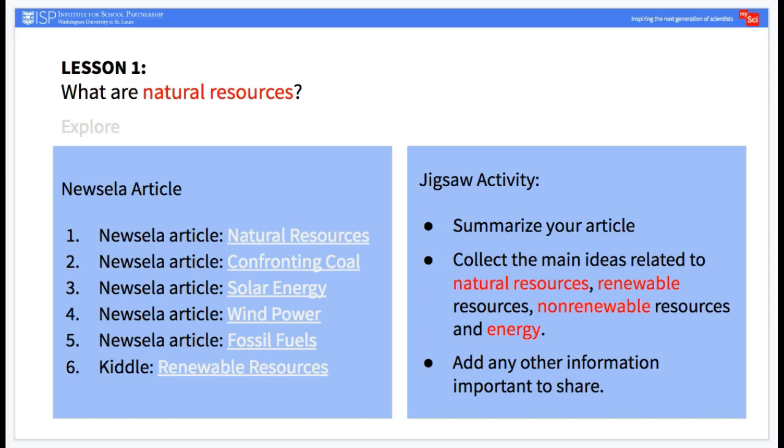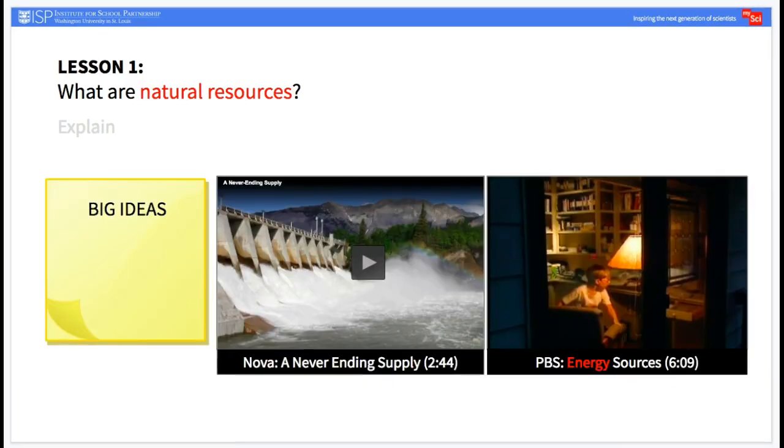Next, students will obtain information from 6 articles about natural resources, renewable and non-renewable resources, and energy, using a jigsaw activity. They will annotate the text, highlighting relevant information. In the Explain portion of the lesson, students will resort themselves and share the big ideas from their article with the group. These ideas include how natural resources come from nature and that we use them for something. These resources can be renewable or non-renewable based on the rate they are replenished. They will record these ideas on sticky notes to be used in later sessions.